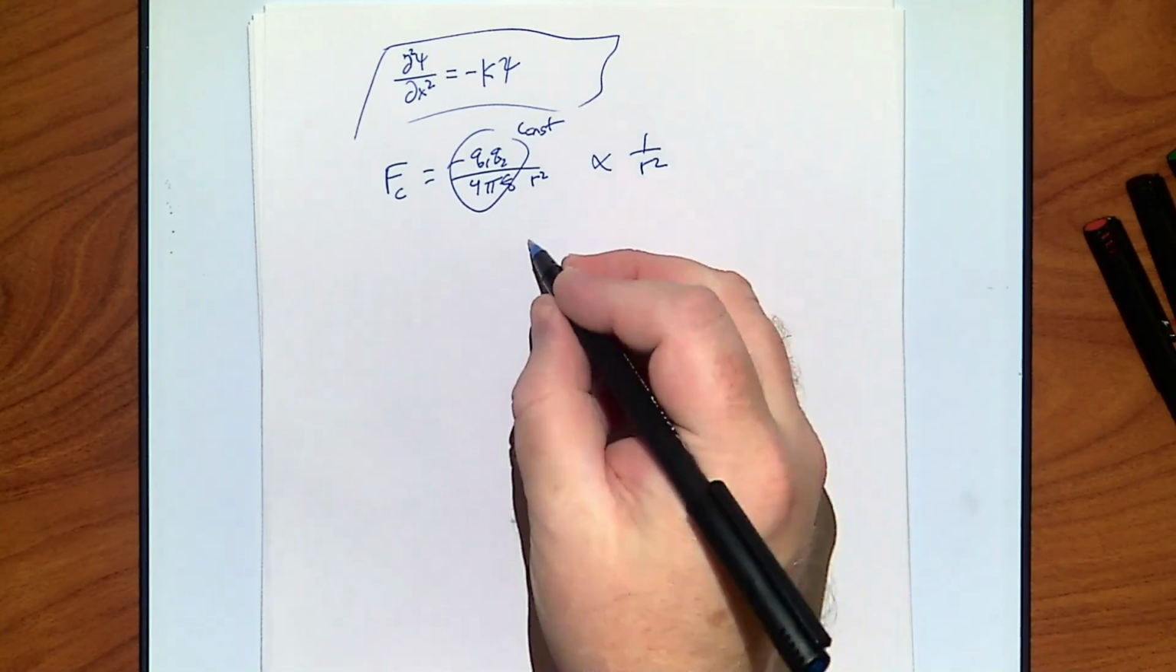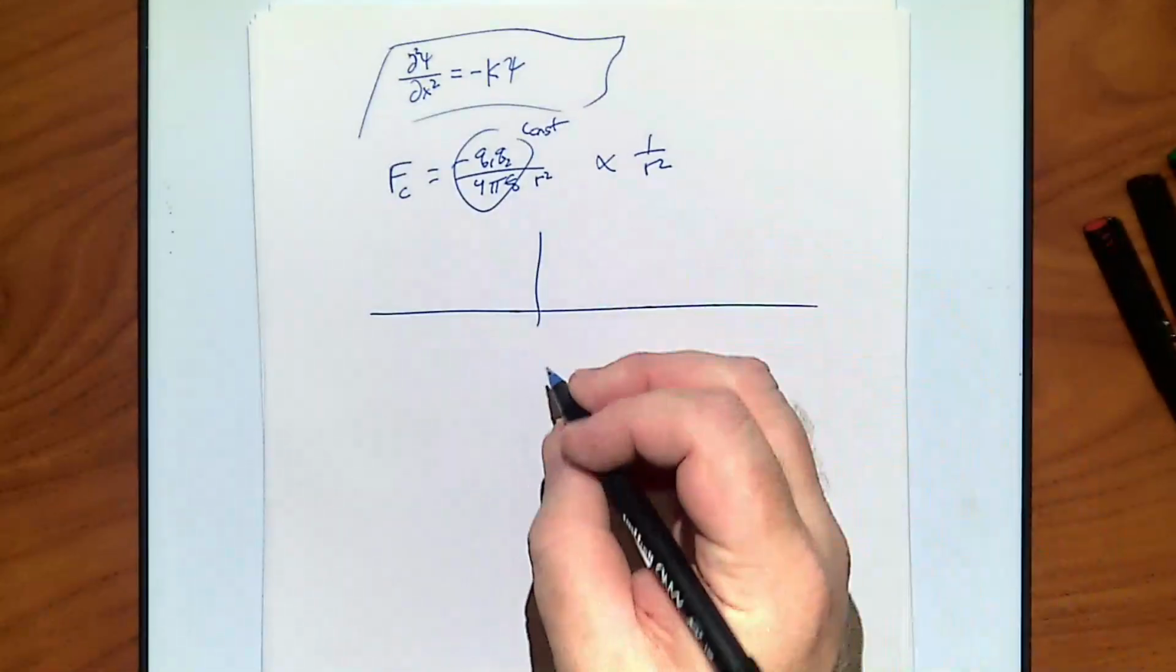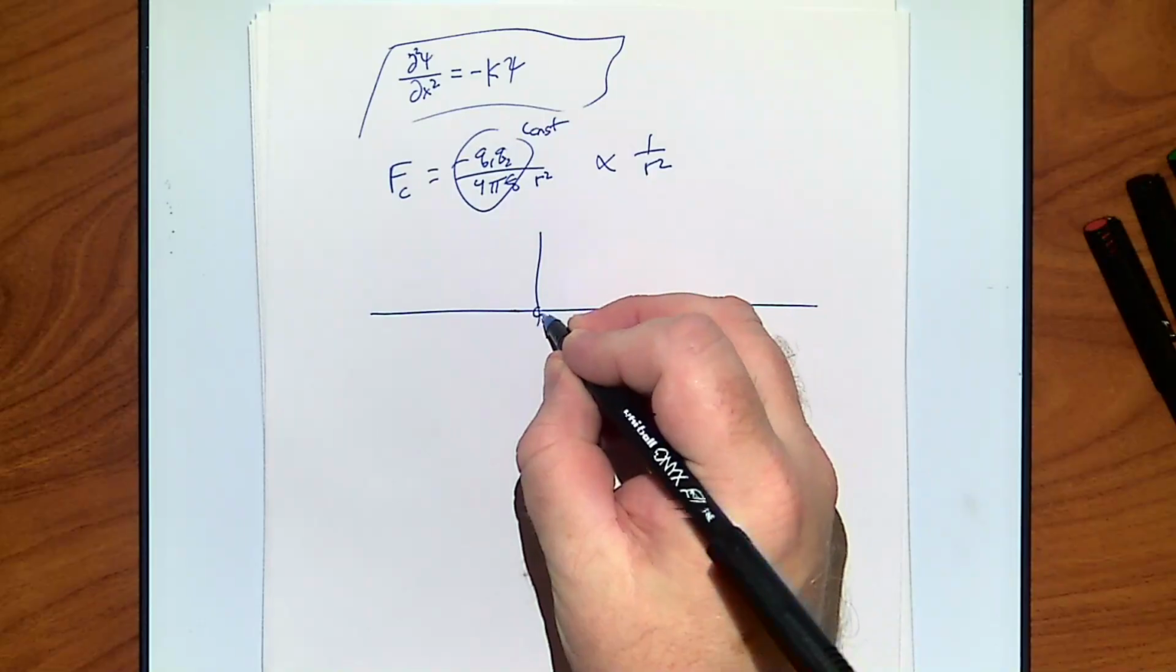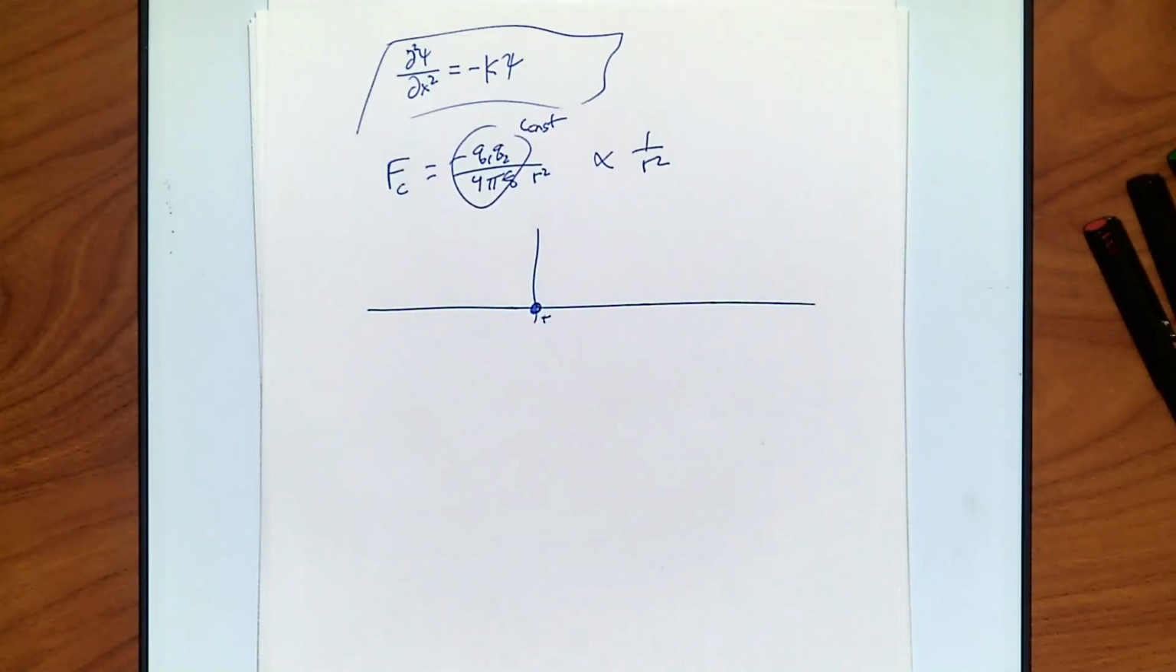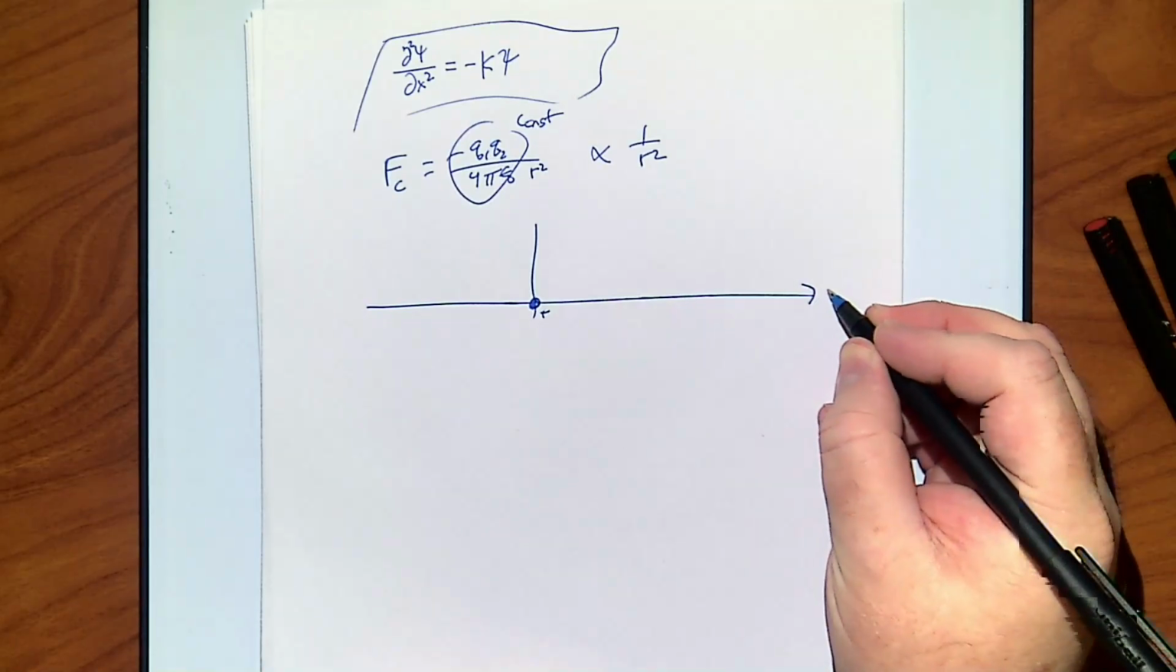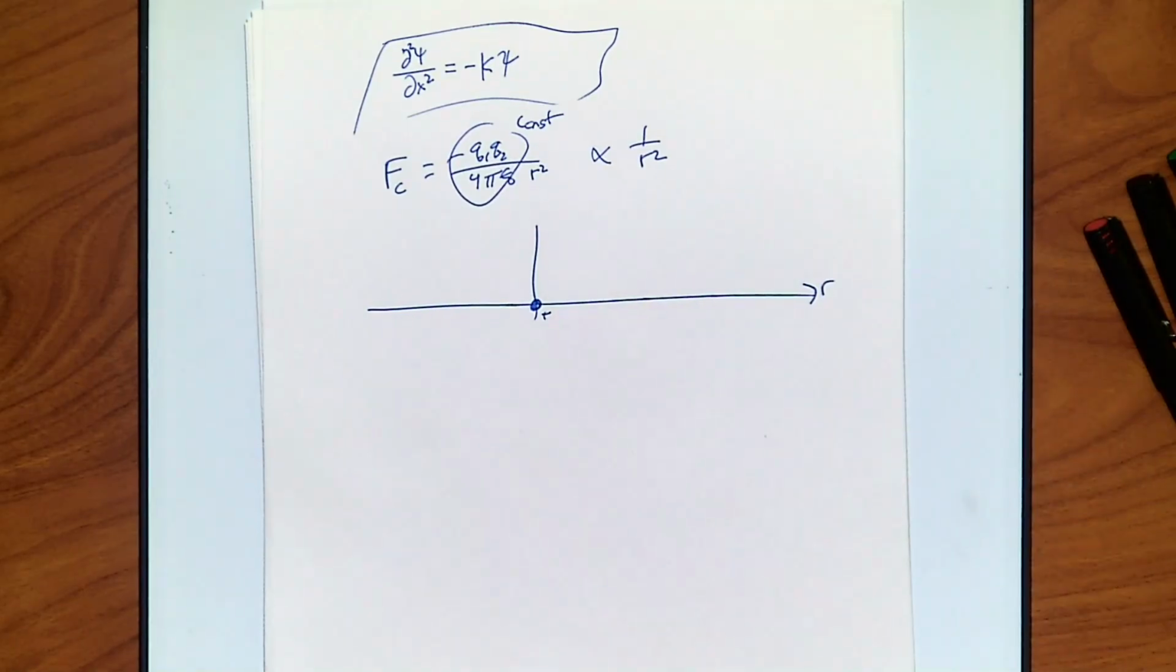So let's think about what this looks like. If we have our proton at 0, and this is our distance, I'm just going to say R. What does this look like if I vary where my electron is?